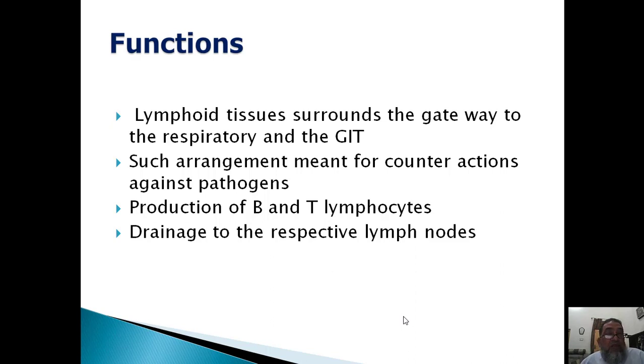Such an arrangement is meant for counteraction against pathogens. This is very important because this is a natural arrangement for the counteraction of various pathogens, including bacteria and viruses. The net result of the incoming particles and pathogens is the production of B and T lymphocytes. Drainage is through the lymphatic nodes, because it is a chain sequence, so it will ultimately drain into the respective lymph node.